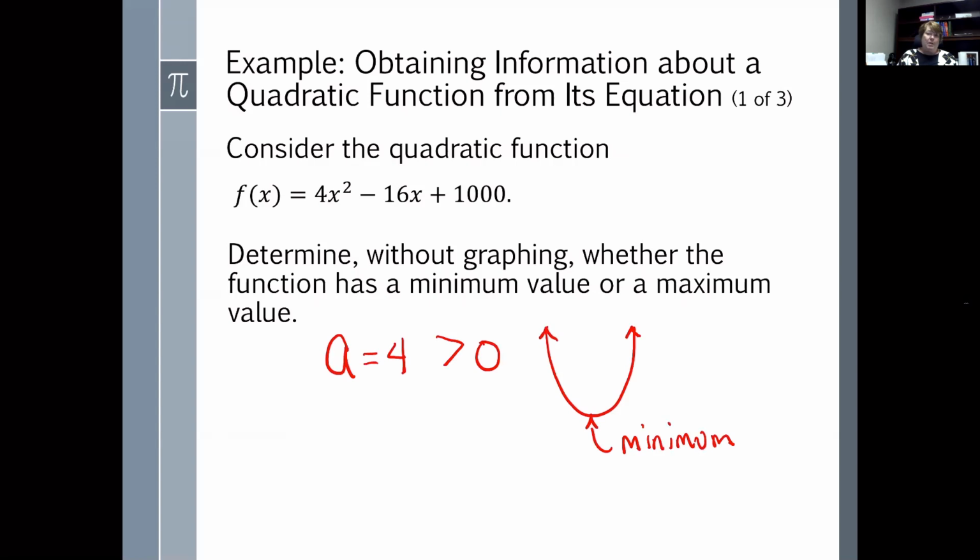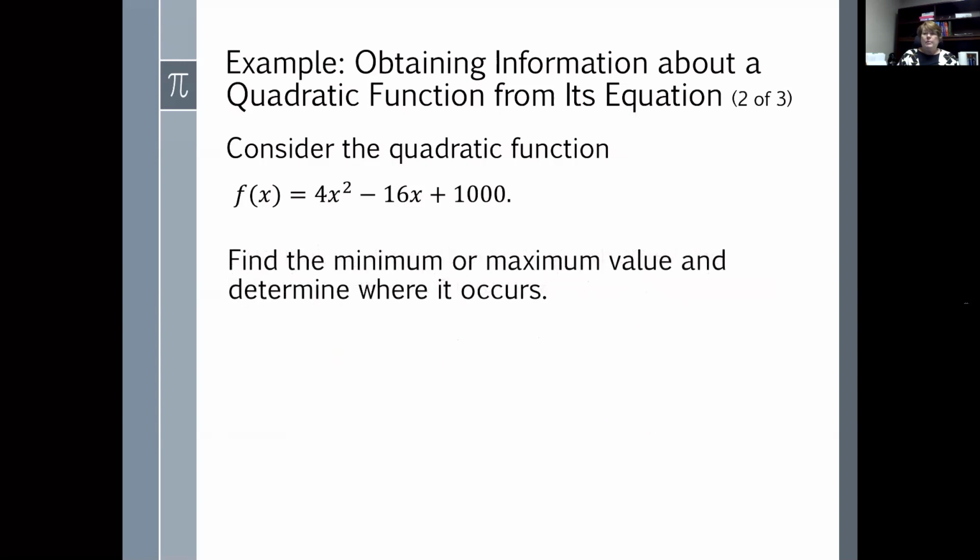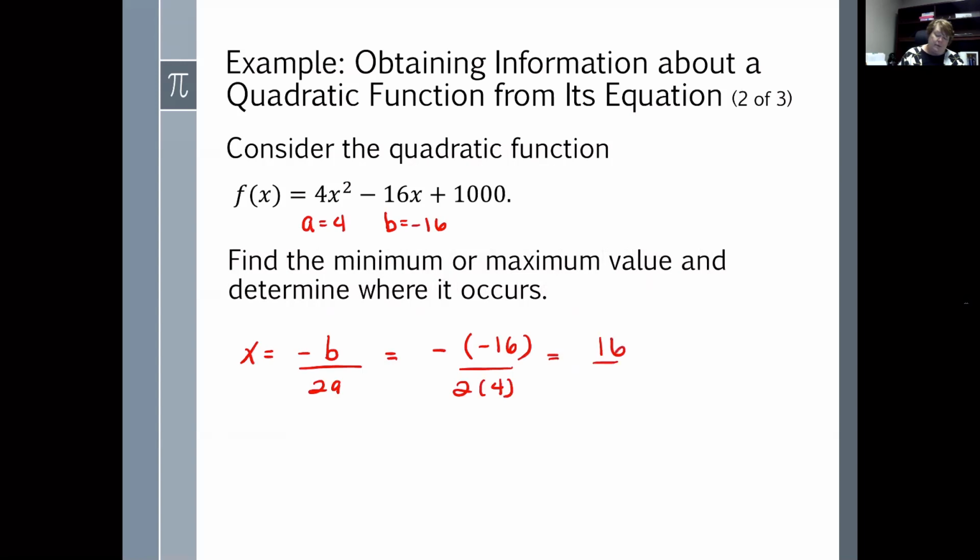To be able to determine that minimum value, I need to find the vertex. Okay, so we're going to find the vertex. The x coordinate of my vertex is -b/2a. Okay, so b is -16, a is 4. So let's make those substitutions. Minus a minus 16 over 2 times 4 is 16/8, which is 2. So that's where the minimum occurs. What's the minimum value? Well, the minimum value is this function evaluated at 2. So I'll find f of 2.